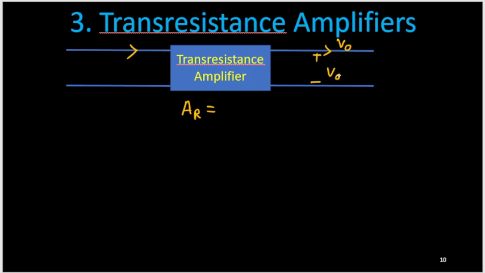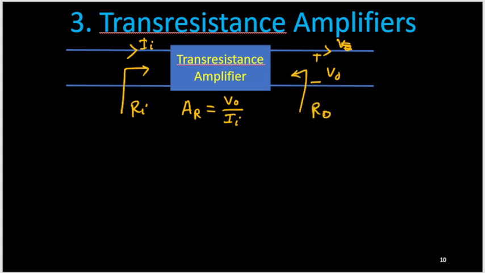This is your V0 instead of this one, right? And input current is Ii. So output voltage V0 upon Ii, the input current, this is defined as the gain of the transresistance amplifier. Okay, so output voltage upon input current. This is a very, very important thing. Now again we need to consider input resistance Ri and output resistance R0.